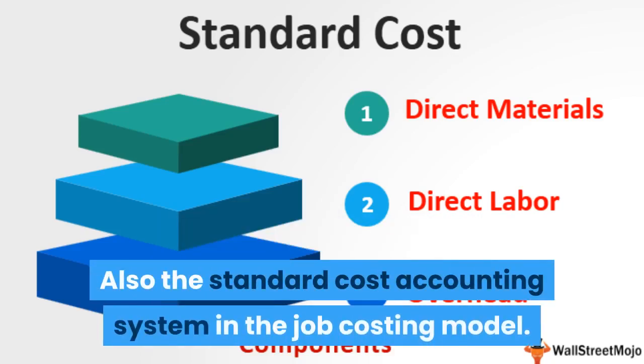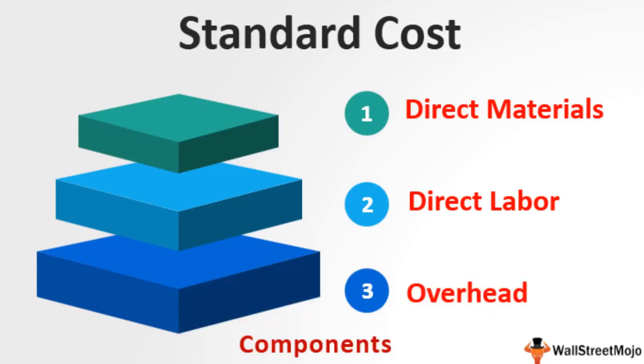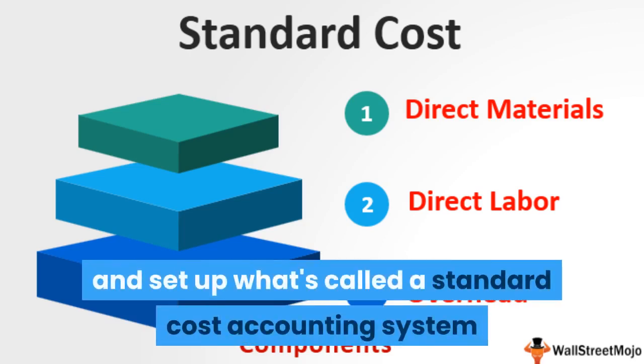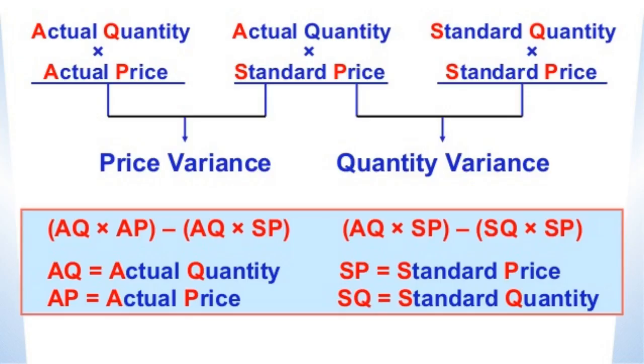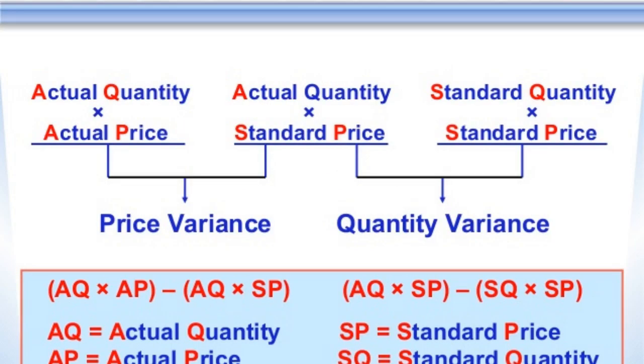Also the standard cost accounting system in the job costing model. We can now set the amount of standards for direct labor and the standards for direct material and set up what's called a standard cost accounting system and analyze the variances between what we expected, which is expressed in the standard, and the actual costs, and how management uses standard costs as a control system.